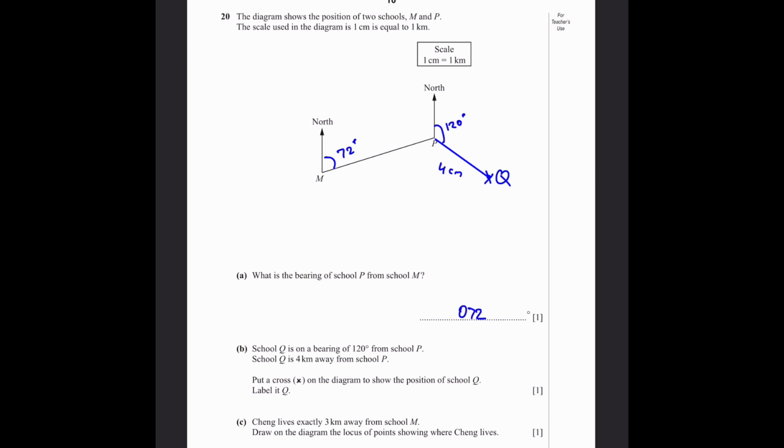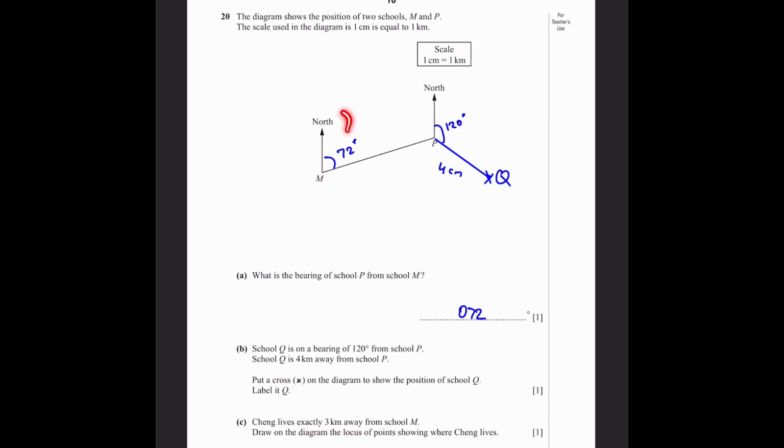Cheng lives exactly 3 kilometers away from school M. Draw on the diagram the locus of the points where Cheng lives. What do you mean by this locus? It's actually some part where inside that place we can see some points. And what are those points? Those points are equal distance from either a certain point or a certain line or even a certain shape. In this case, it's away from school M, which means it's away from a point, and 3 kilometers exactly away from it.